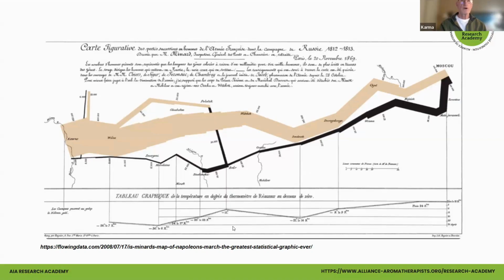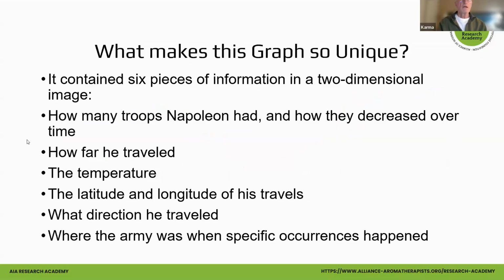So it's a great graph. Contains 6 pieces of information in a 2-dimensional image. How many troops Napoleon had, how they decreased over time, how far he traveled, the temperature, the latitude and longitude of his travels, what direction he traveled, and where the army was when specific occurrences happened. Great graph. Now let's see some that are less good.